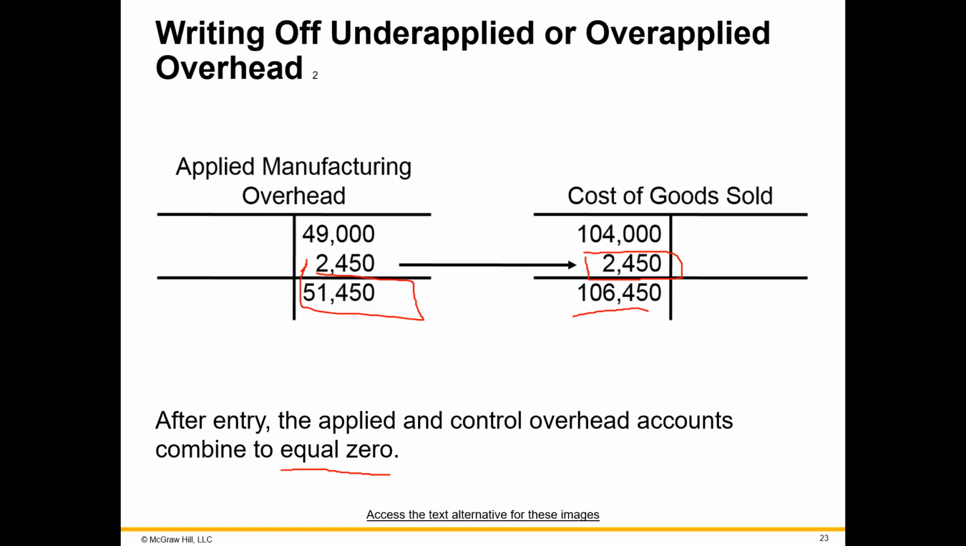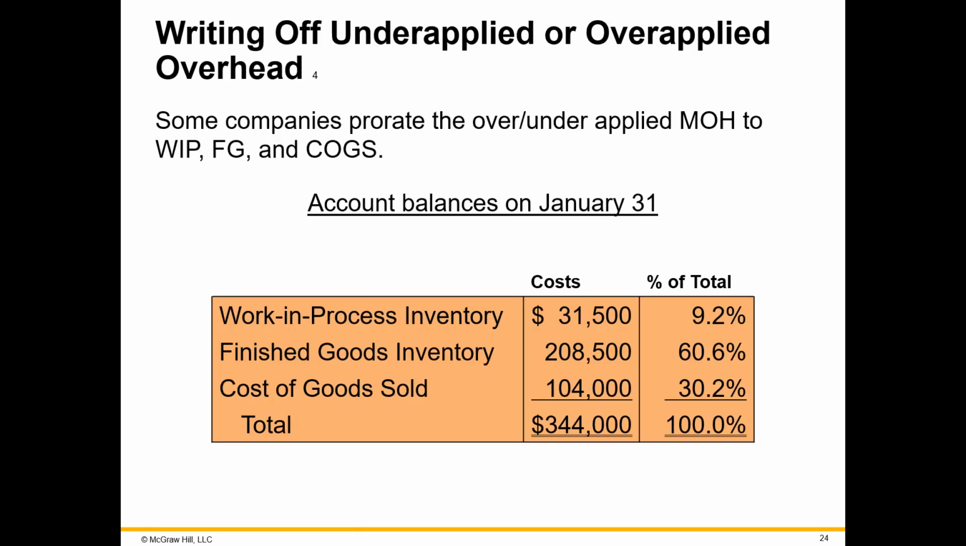But as we look at the next slide, some companies will prorate that amount not only to cost of goods sold, but also to work in process and finished goods. So this is how Gupta Company would allocate to those three different accounts. At the end of the month, they add together the ending balances of the work in process, finished goods, and cost of goods sold. That came up to $344,000. And then they calculated the percentage of each account to the total. So $31,500 is 9.2% of 344.